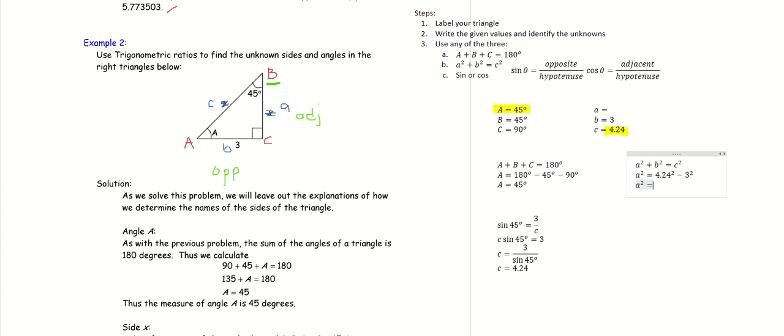So, 4.24 squared is 17.98 minus 9. That's 8.98. And A is the square root of that, which is 2.996, or we can just round it to 3. Or just 3.